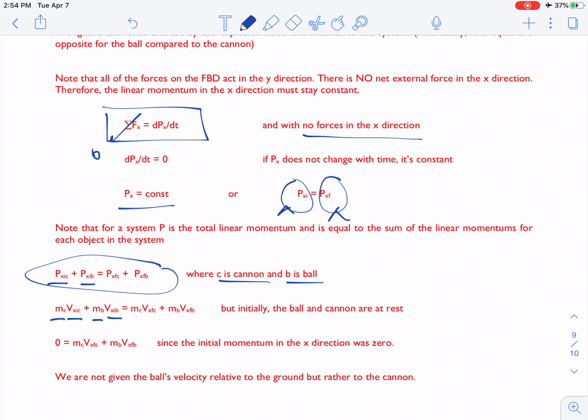After you get this, now we're going to think about what we know about this. We know that initially the ball and the cannon are at rest. So that means the velocity of the cannon initially is 0. It was at rest, so it doesn't even have any components, so the x component will be 0 as well, and so is the ball, right? And the left hand side goes to 0. Then on the right hand side we have 2 terms, and since the initial momentum in the x direction was 0, that's why we're getting this.